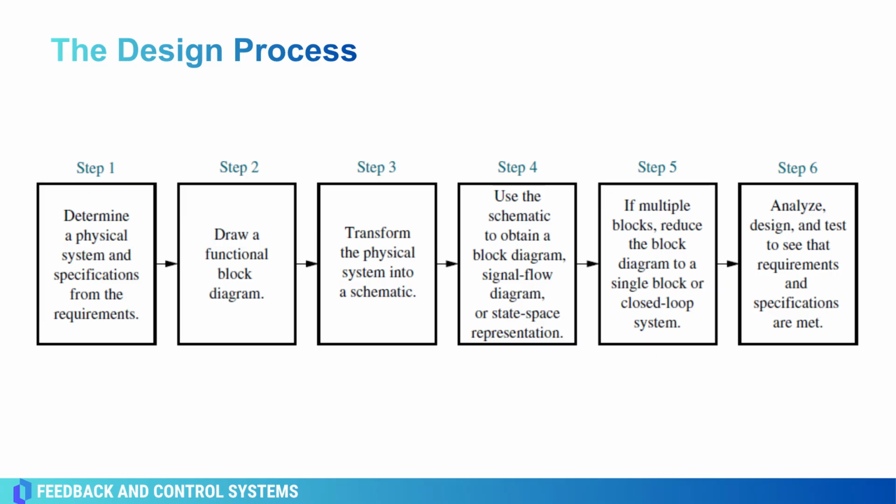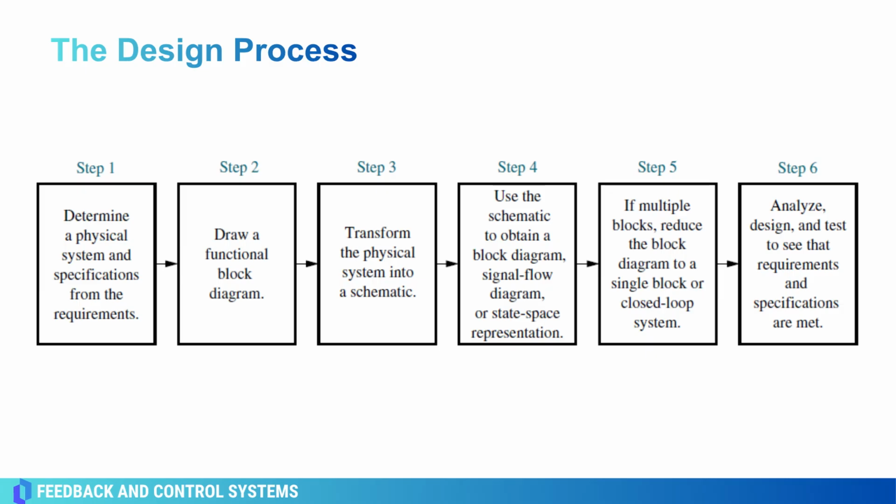Next, for step 3, create a schematic. As we have seen, position control systems consist of electrical, mechanical, and electromechanical components. After producing the description of the physical system, the control systems engineer transforms the physical system into a schematic diagram. The control system designer can begin with the physical description as contained.